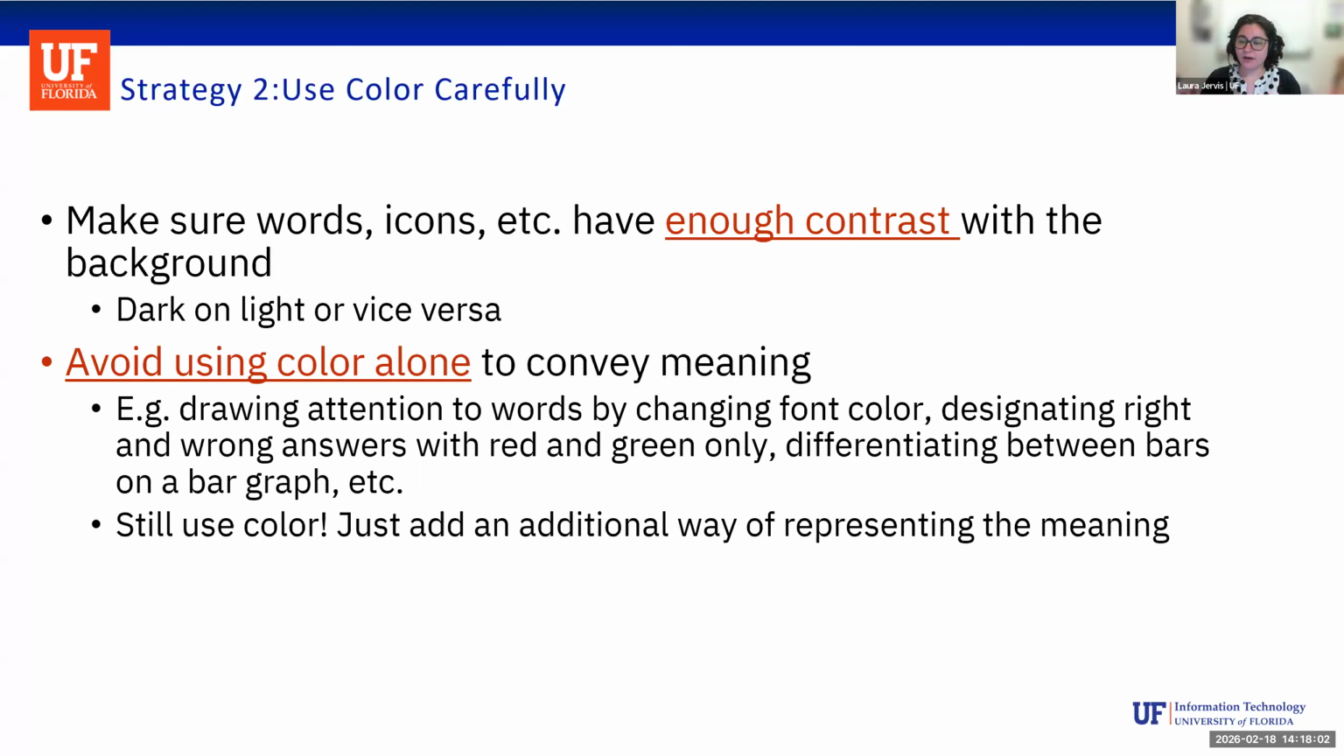So if I'm trying to draw your attention to words, I might still change the font color, and then I might also make it bold, or I might make it underline, but only if I'm not worried that it will look like a link. It just depends on the context. But as long as I have those two ways of getting at that meaning, it's fine. So for the answer key, a green check and a red X preserves the color coding for people who find it helpful, but also has that additional layer. So don't feel like you're not allowed to use different colors. Just keep those two things in mind.